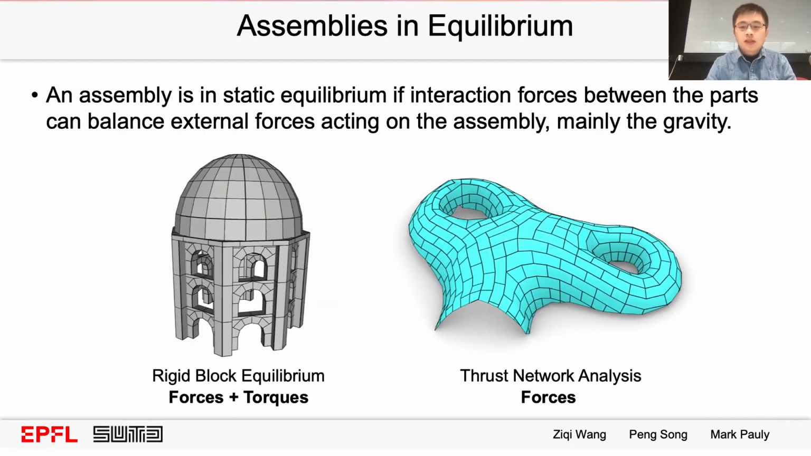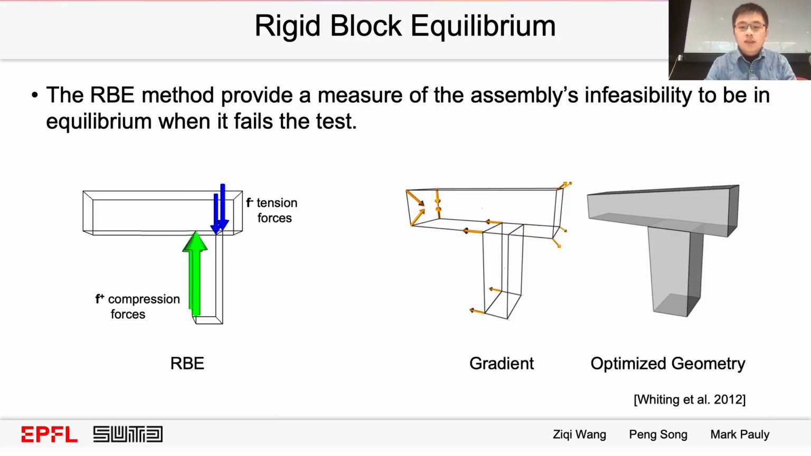For volumetric assemblies, most works use the rigid block equilibrium method, which checks both force and torque balancing conditions. For surface assemblies like self-supporting structures, most works use the truss network analysis, which only examines the force equilibrium within the surface. Whiting and their colleagues integrated the rigid body equilibrium method with procedural modeling to design masonry structures that are in equilibrium under gravity.